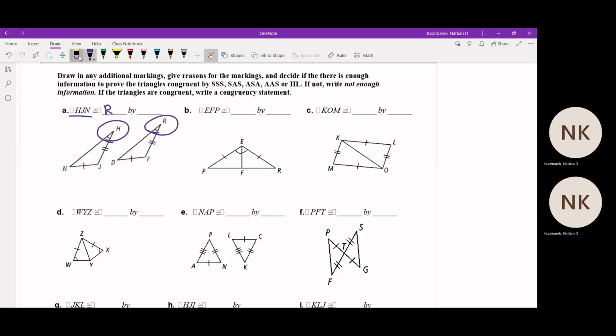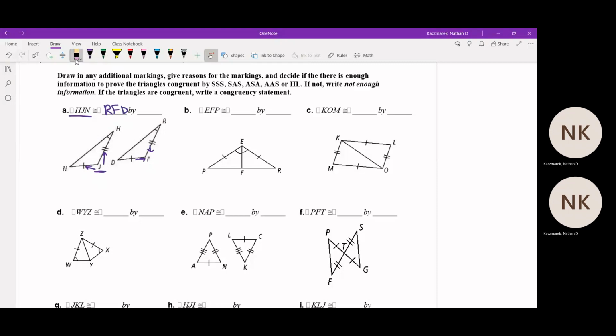Next, they talk about J. J is right here. J is between, I don't have an angle marker, right? So now I'm going to look at what sides it's between. It's between the 2 tick mark and the 1 tick mark. So if I go to my other diagram, I need to find my 2 tick mark, my 1 tick mark, and see what's between it. That's going to be F. And then my last one's going to have to be D, right?